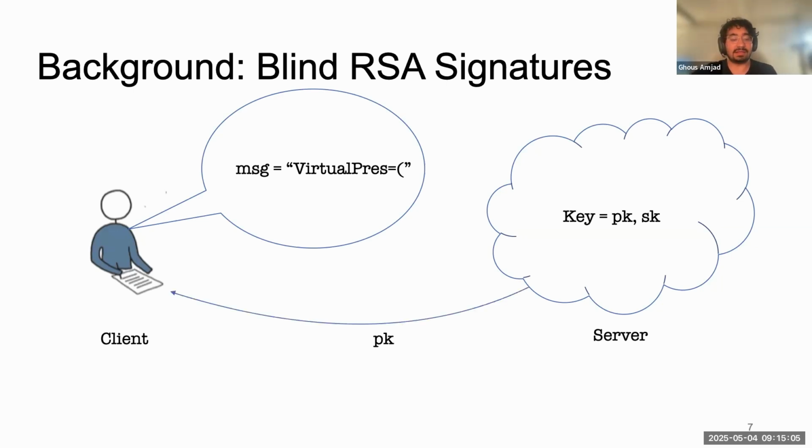The server, on the other hand, like I said, holds a public key and gives it to the client. Under the hood, for RSA blind signatures, the public key is the public modulus n and the public exponent e, and the secret key is the private exponent d, where e is the modular multiplicative inverse of d, modulo the Euler totient function, and that's all we need to know for the purposes of this talk about what the Euler totient function is.